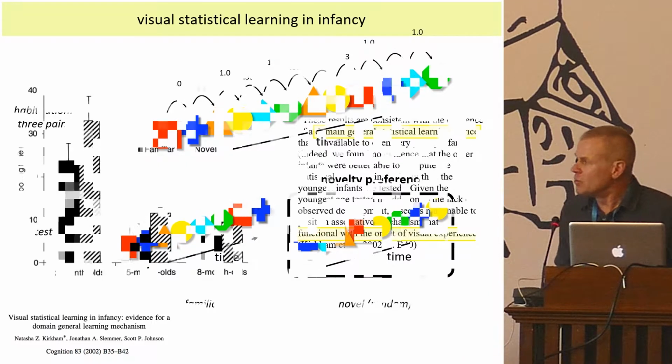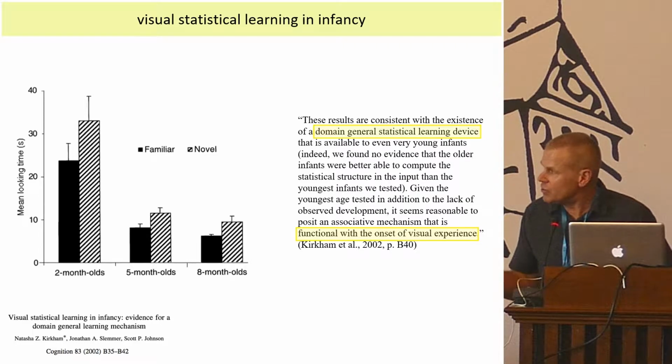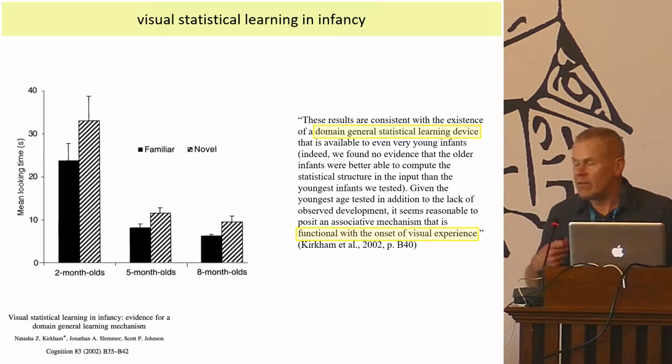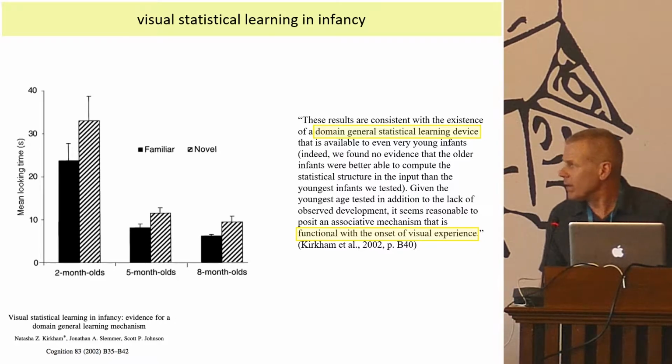We tested 2-month-olds, 5-month-olds, and 8-month-olds, and you can see at every age, the babies look longer at the novel sequence. Now you can see also that 2-month-olds look a lot longer than 5- and 8-month-olds, but that's just because 2-month-olds look a long time at everything, basically.